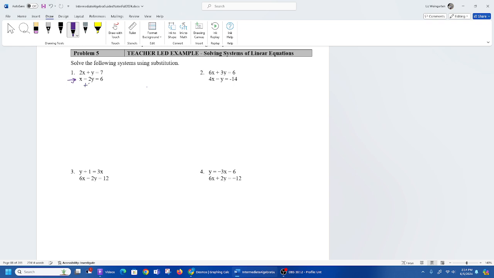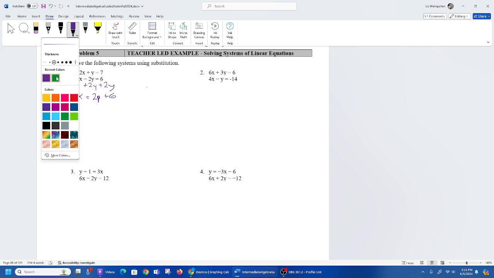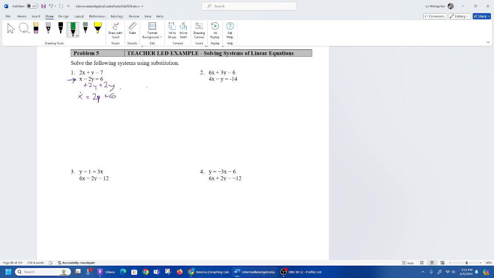So I'm going to add 2y to both sides, and I get x equals 2y plus 6. And now I am going to use substitution. I am going to plug this, and again, that is a y, in for the x in the top equation. So I'm going to have 2 times 2y plus 6 plus y equals 7.